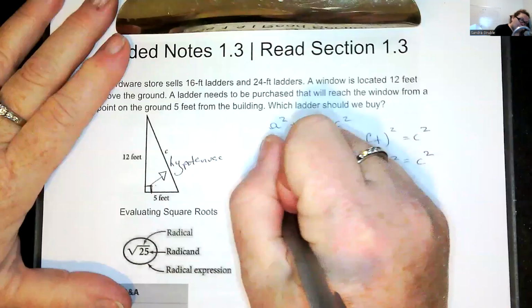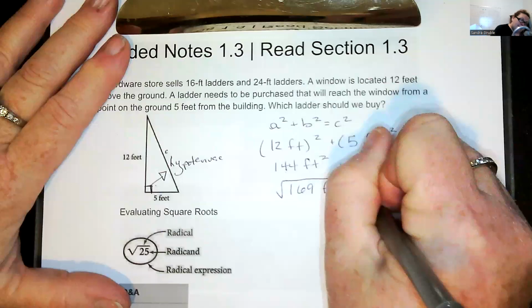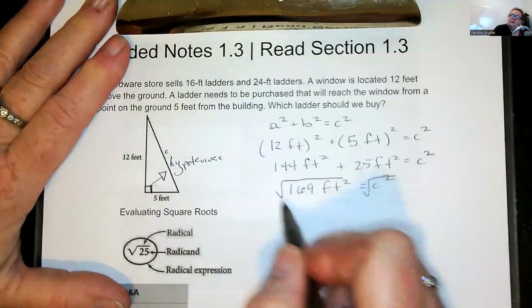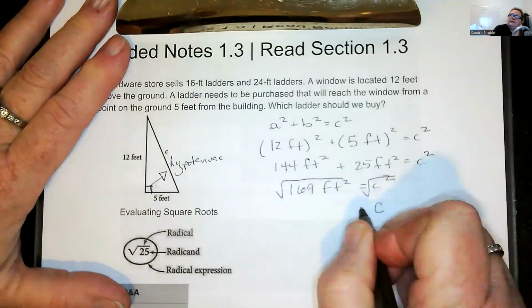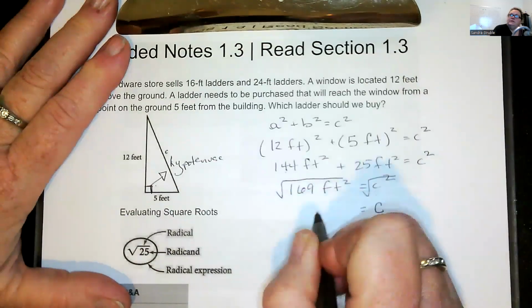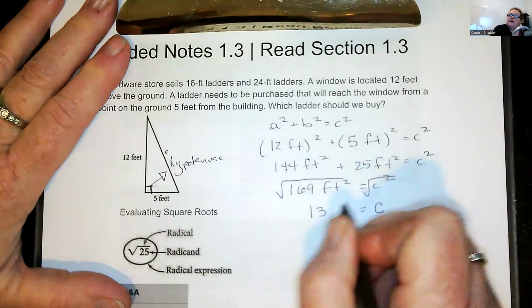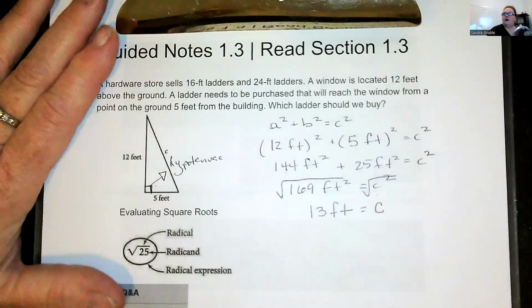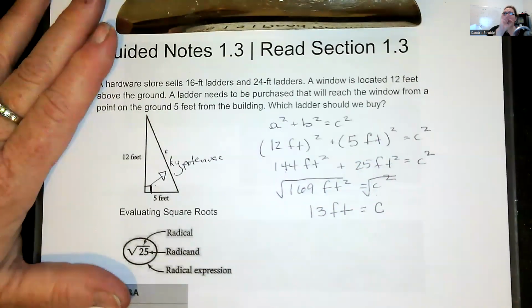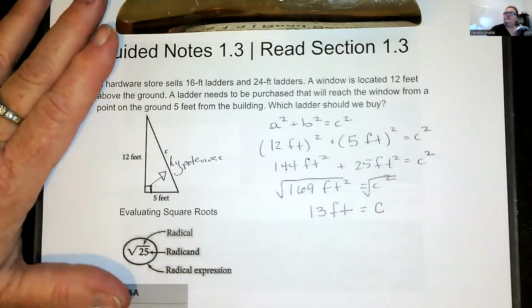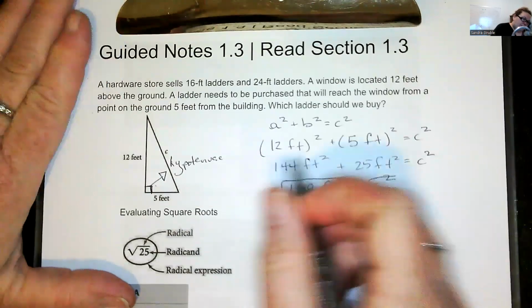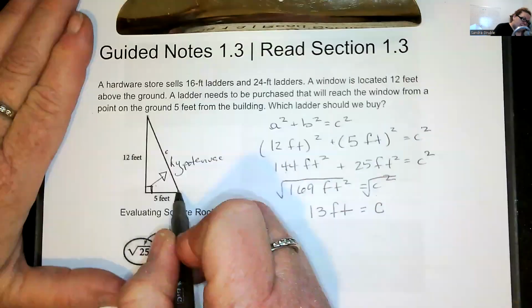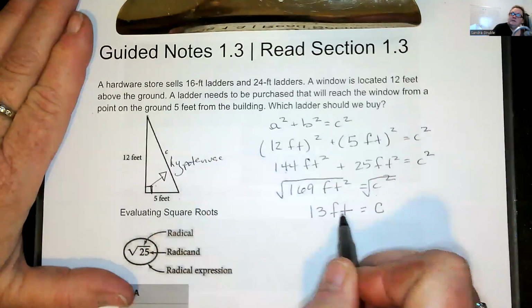So we've got to take a square root of both sides. We'll be able to solve for the C that we need by taking the square root of the other side. So C equals square root of 169 is 13, and that just becomes feet. If you need to know for your calculator, just take the square root of 169 and you should get 13. So if this is 13 feet, we still have to answer the question because this isn't the answer.